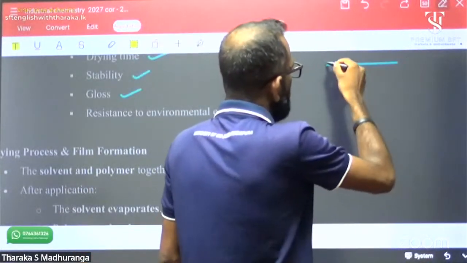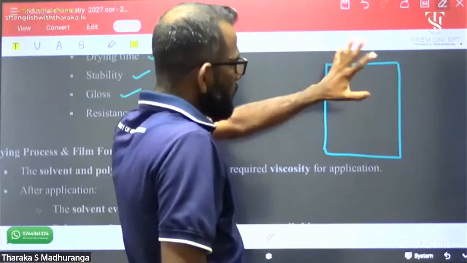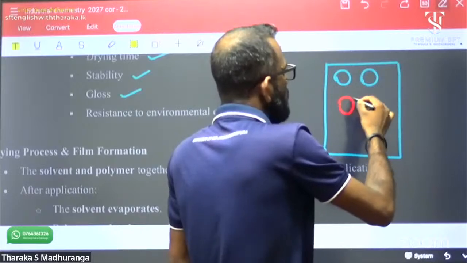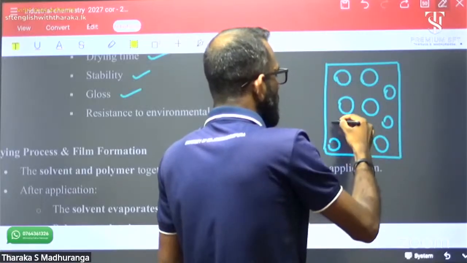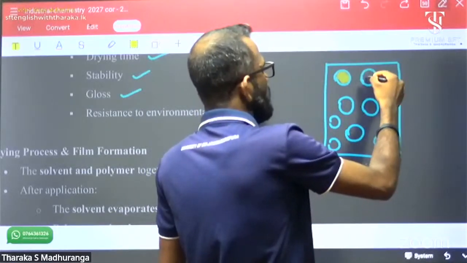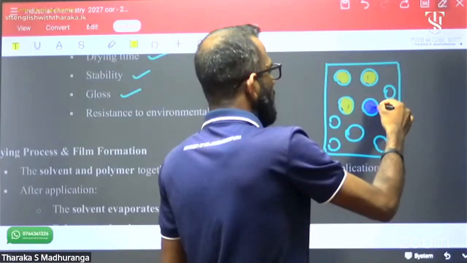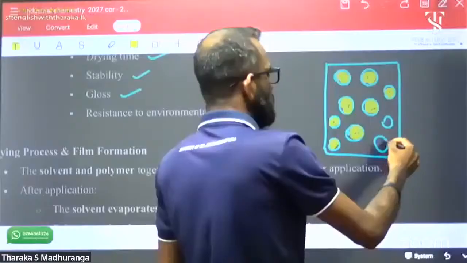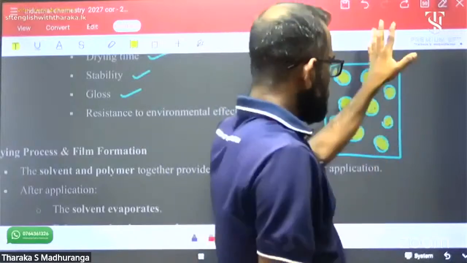Now think this is a paint applying surface. This is your wall. If we apply any type of emulsion or enamel paint, they are the binders. This binder contains, think it is yellow color paint. They are the binders, or polymer compounds, right? Okay, and this is a surface.